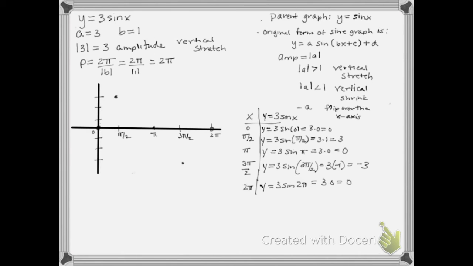So if I trace this graph, it's going to look something like this. This is not drawn to scale because I know this is not perfect. All right, so this is my graph of y equals 3 sine of x.